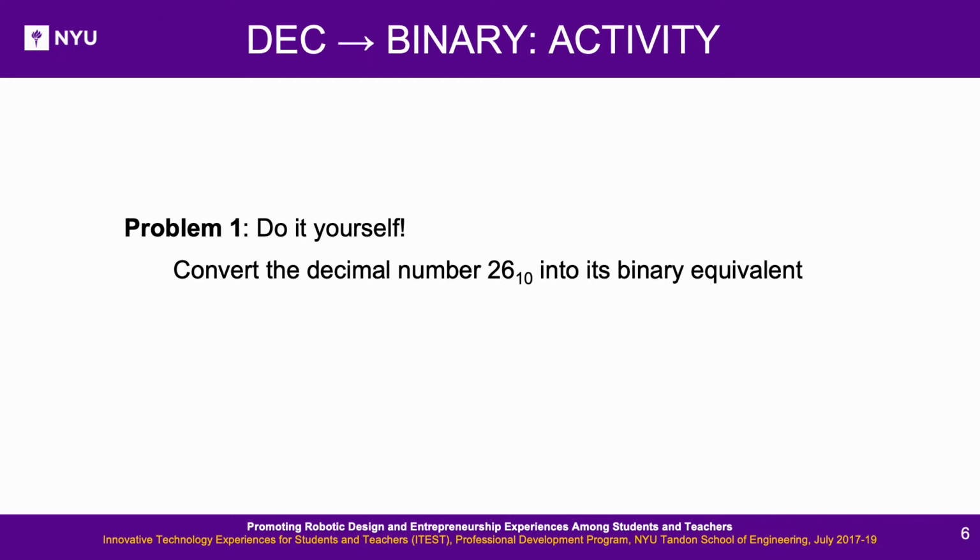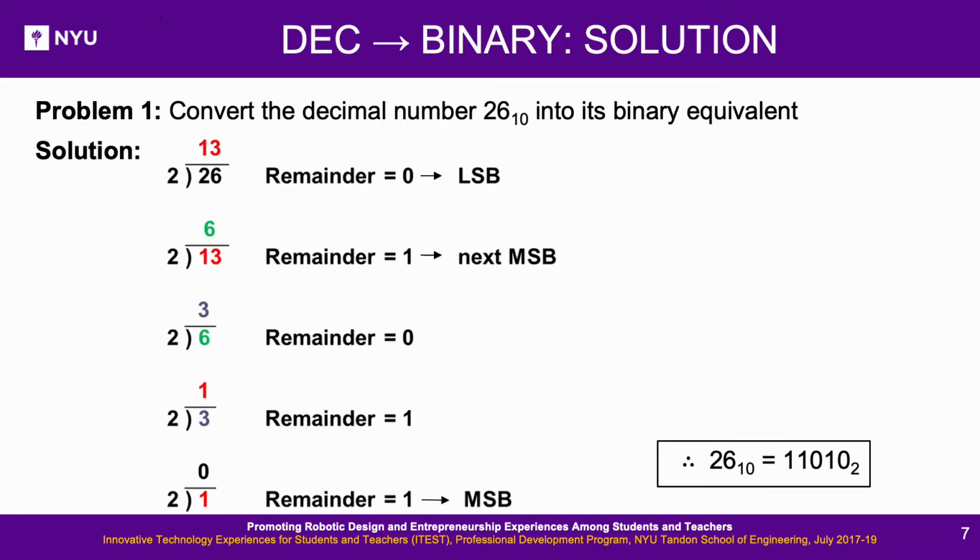Activity. Problem 1. Do it yourself. Convert the decimal number 26 into its binary equivalent. Activity. Solution. So the binary equivalent of the decimal number 26 is 0, 1, 0, 1, 1.